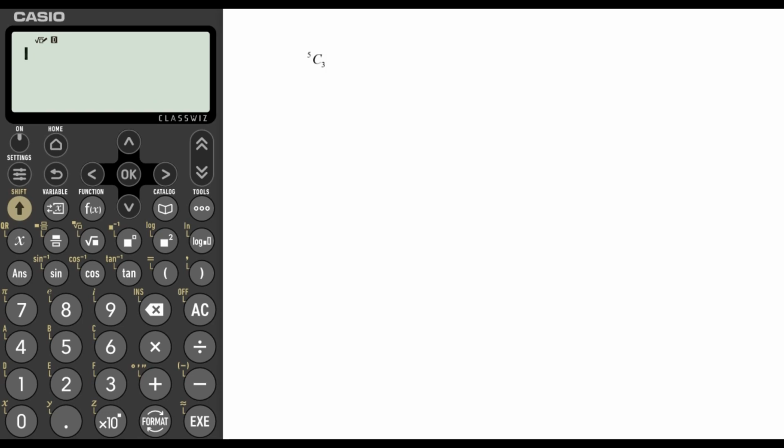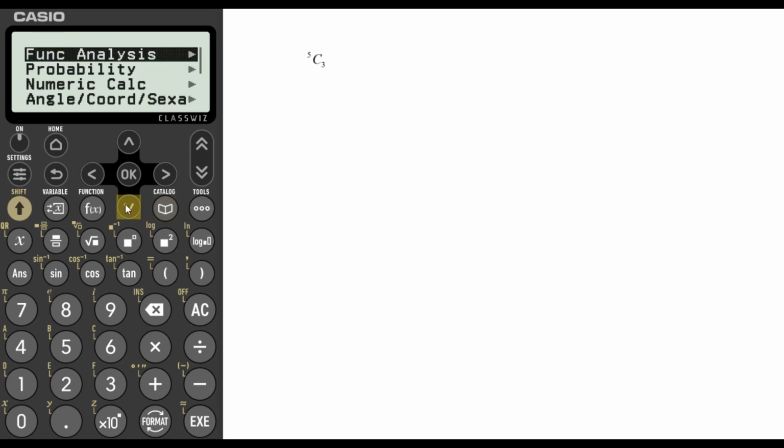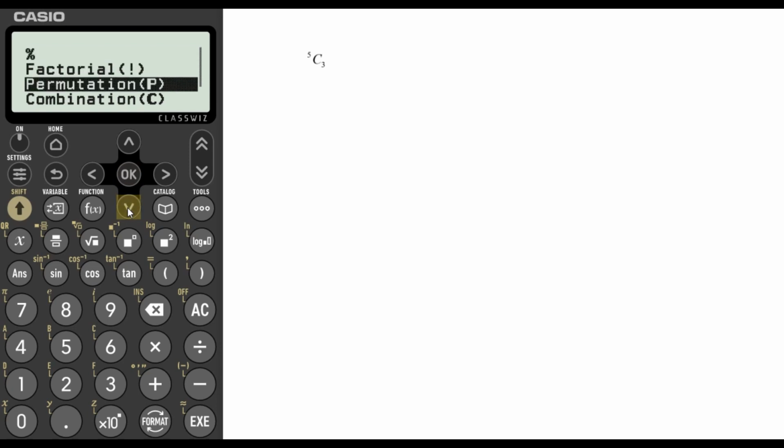We can use our calculator to use the combination function. Suppose we want to work out 5 choose 3. Begin by pressing 5. To access the combination function, press catalogue, scroll to probability, and then scroll to combination. We have 5 choose and then 3. And if we press execute, you will find this to equal 10.